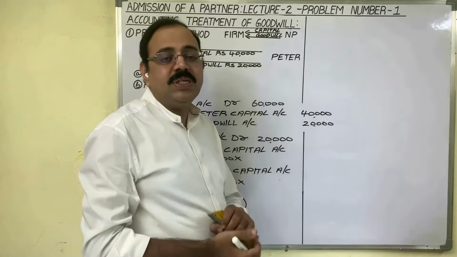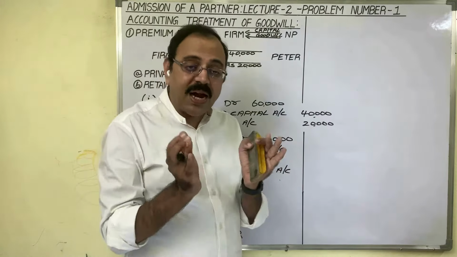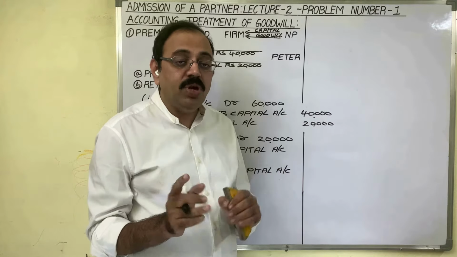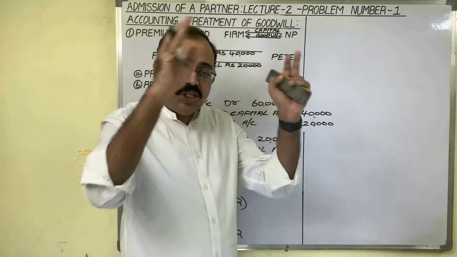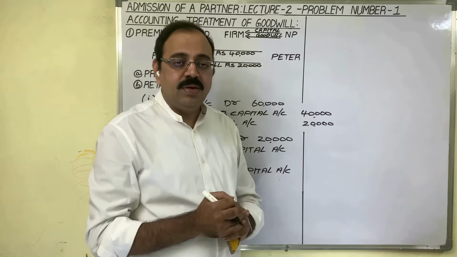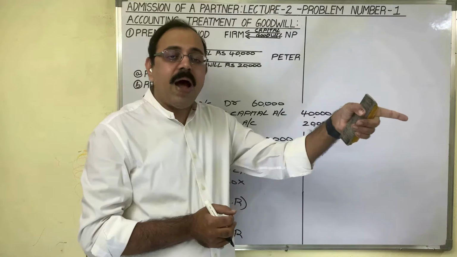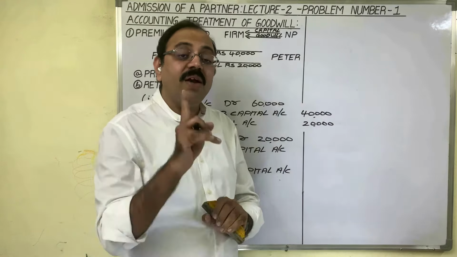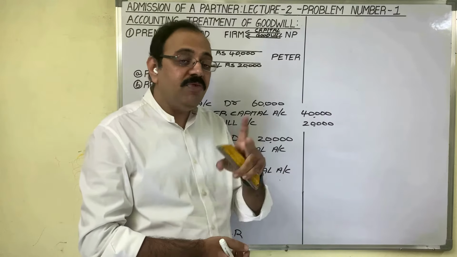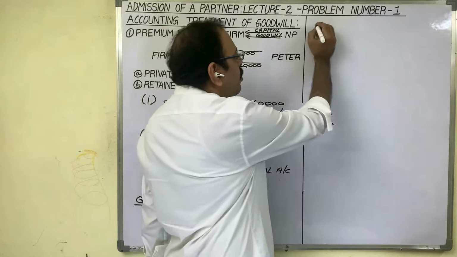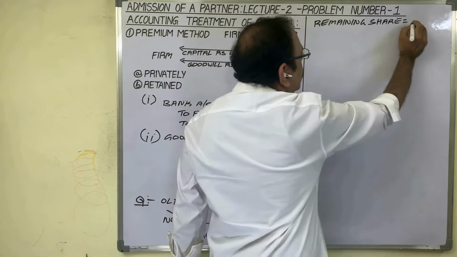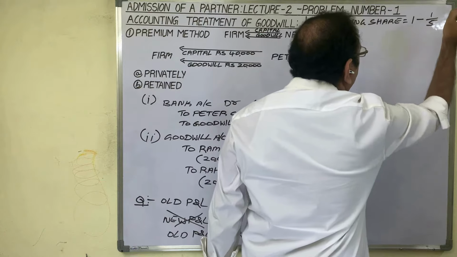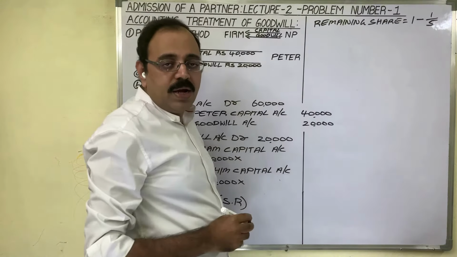If you consider percentage, total value is always 100, no? Similarly, in case of fractions, total value is always 1. So, total share of the firm is 1. In that, to the new partner, how much share are old partners going to give? 1/5. So, the remaining share we should calculate first. Remaining share is equal to total share, which is 1, minus 1/5 taken by the new partner.